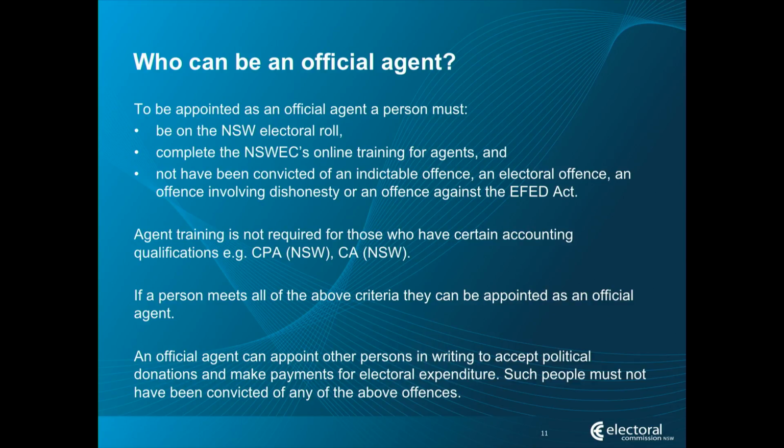An official agent can appoint other people in writing to accept donations and make payments for expenditure on behalf of the candidate or group. But such people must not have been convicted of any of the above offences.